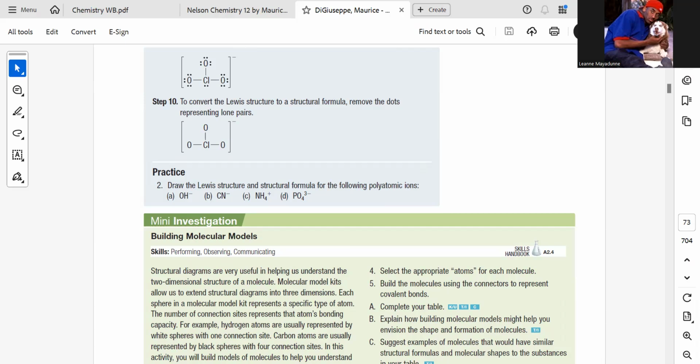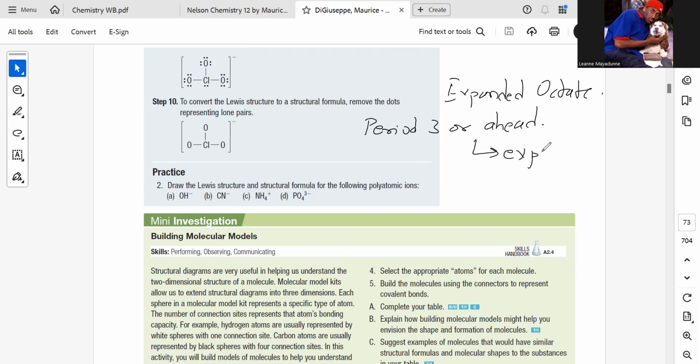So let us talk about expanded octet. Elements which belong to period 3 or ahead, that means period 4, 5, 6, 7, can have an expanded octet.